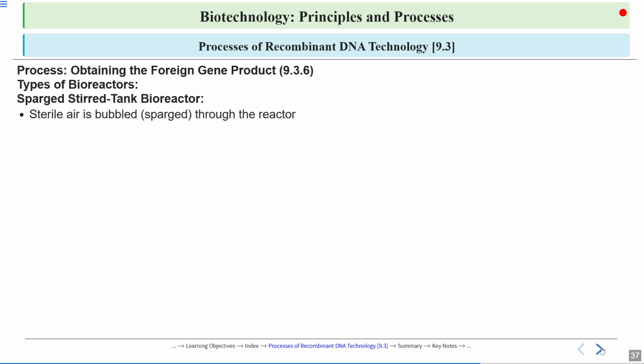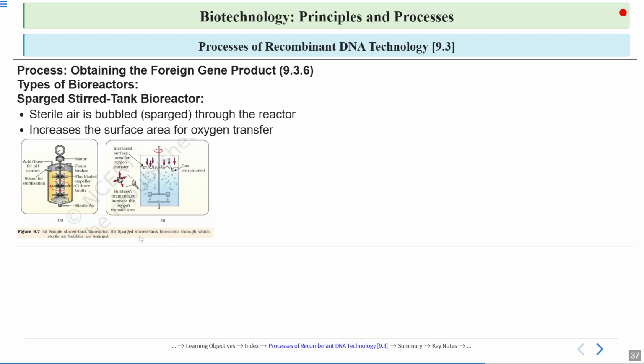The second type is the sparged stirred tank bioreactor. In this, sterile air is bubbled through the reactor, which increases the surface area for oxygen transfer. I will explain it in the diagram. As you can see, this is a T-shaped sparger. From this, sterile air, meaning clean, decontaminated air, is bubbled through the reactor so that oxygen reaches every point, and it increases the surface area for oxygen transfer. These are 2 points that you need to remember.